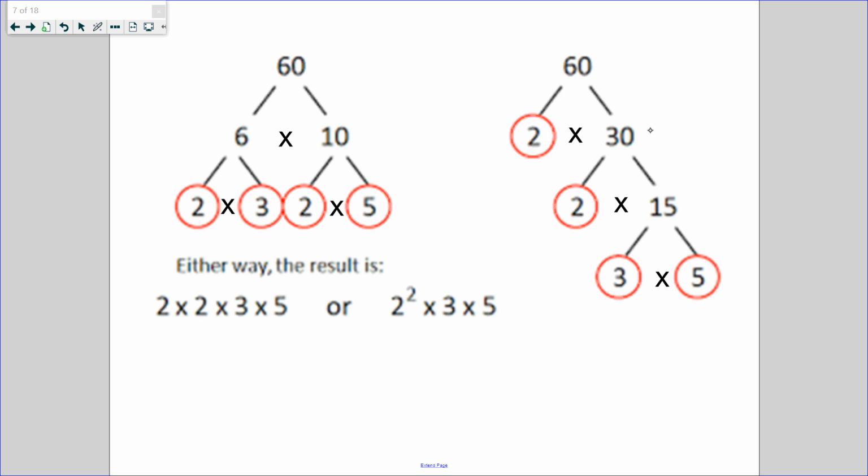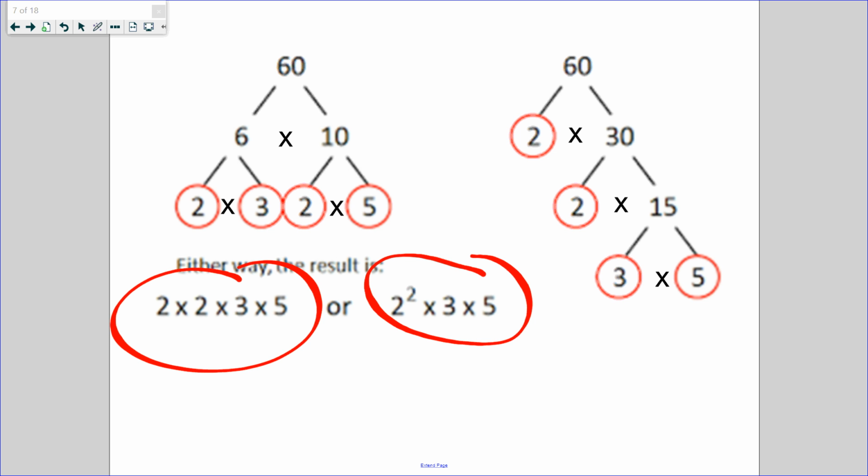So another way you could break it down is by 2 times 30. 30 is broken down into 2 times 15. 15 is broken down into 3 times 5. So 2, 2, 3, 5. Notice how I circle the prime factors in red, so you can tell which numbers are prime versus composite.